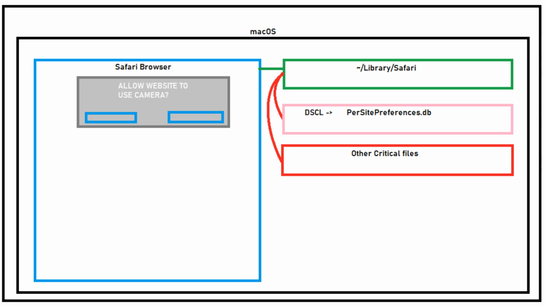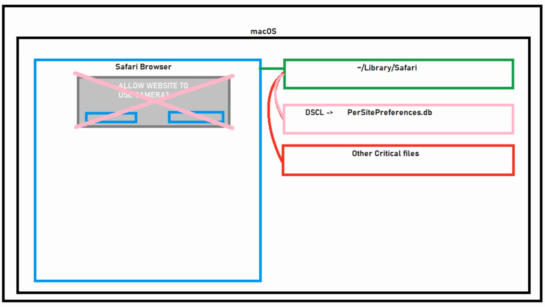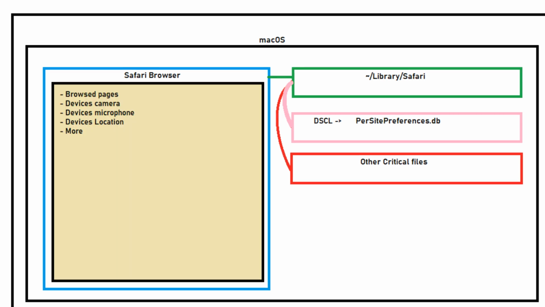So normally Safari browser or other apps would ask the user to allow the website to use the camera, and maybe use it all the time or don't ask again. And then that information would be parsed into the per site preferences.db. But targeting the per site preferences.db, the attacker could change the file to completely remove the authentication for websites and other applications to ask permissions for the use of the sensitive resources, and thereby this could give attackers access to data like browse pages, device's camera, device's microphone and location, and etc.